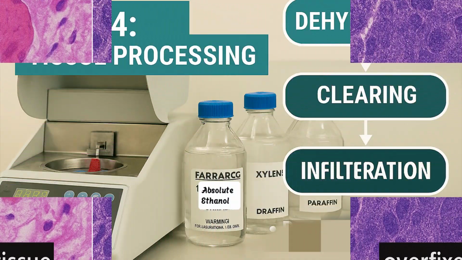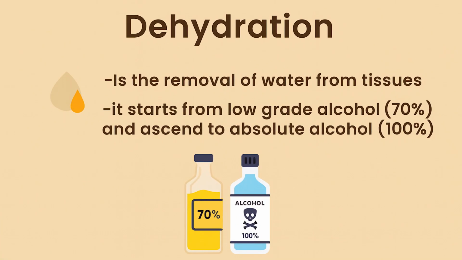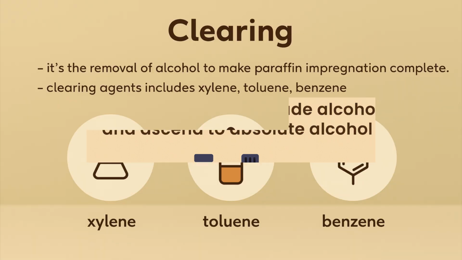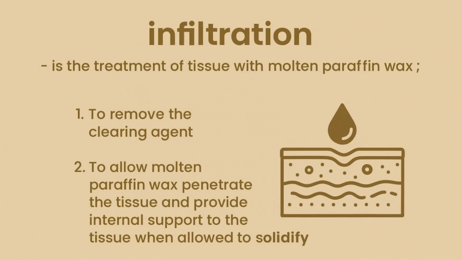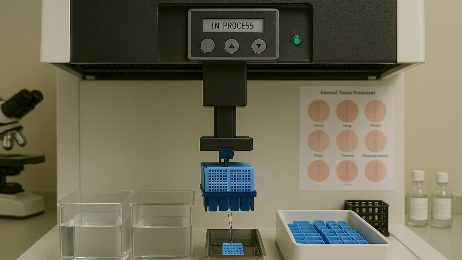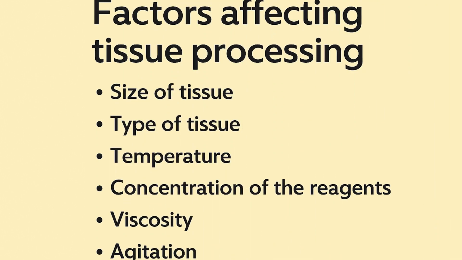Now, the sample takes a chemical journey. It is first dehydrated with ascending grades of alcohol, that is, from 70% to 95%, then to absolute alcohol, then cleared with xylene and infiltrated with molten paraffin wax. This process takes several hours, often overnight, using a tissue processor machine that cycles the cassettes through a series of reagents. Tissue processing makes the tissue firm enough to slice into ultra-thin sections. Therefore, without it, the tissue would be too soft and fragile to handle.